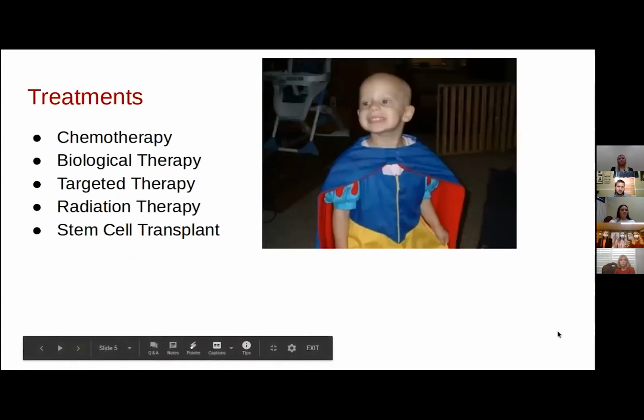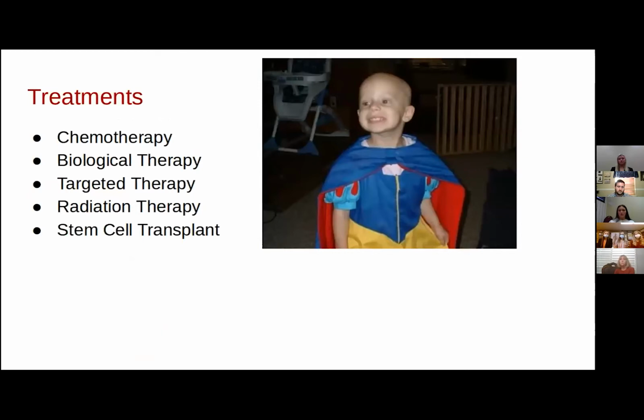There are many treatments for leukemia. Chemotherapy is a major form of leukemia treatment, and it is a drug treatment that uses chemicals to kill the leukemia cells. It can be in pill form or it can be directly injected into a vein.